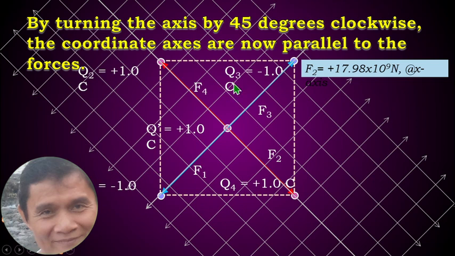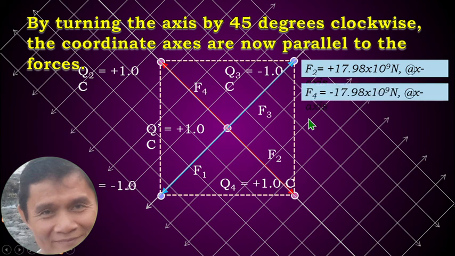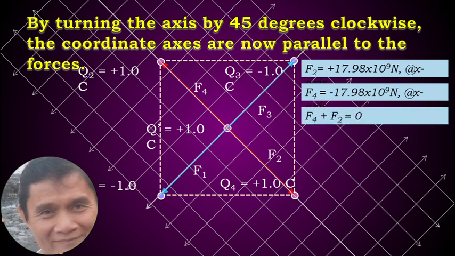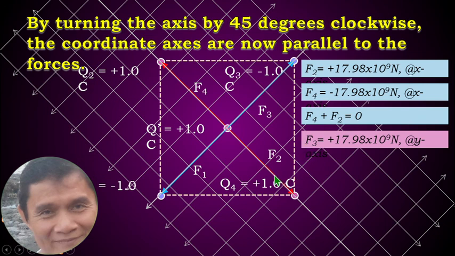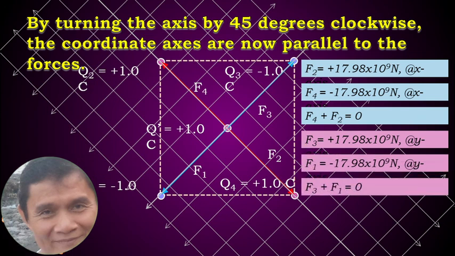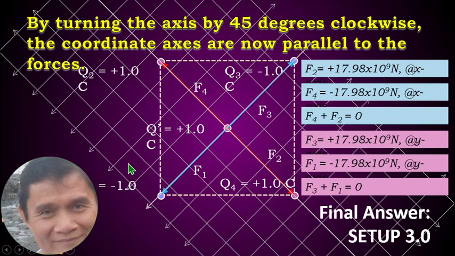In that case, we come up with F2, 17.98 times 10 to the 9 at x-axis. F4, 17.98 times 10 to the 9 at x-axis again. So, you sum up the two, come up with 0. Same with F3 and F1. You come up with 0. So, the final answer is 0 plus 0, 0 also. See? Easy.